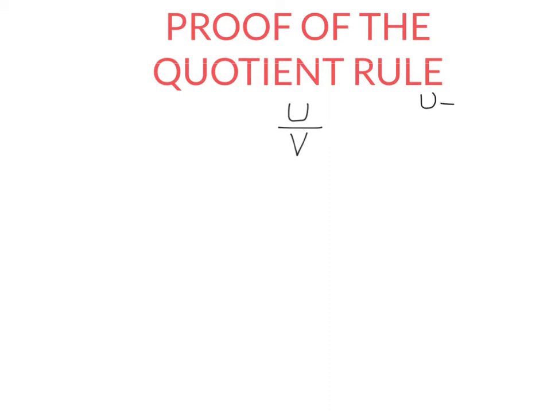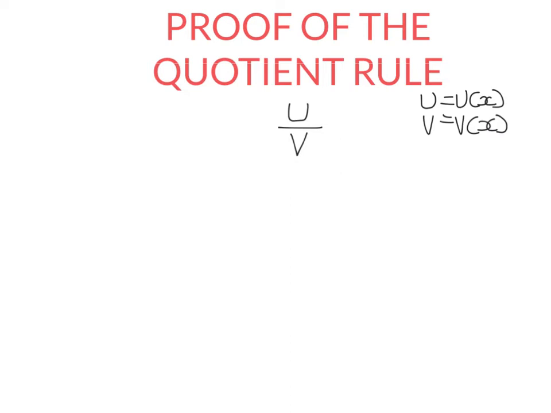So I'll use the notation I've used before, u equals u(x) and v equals v(x). That just says in plain English, both u and v are functions of x. So we have a function divided by another function. So how are we going to differentiate this?